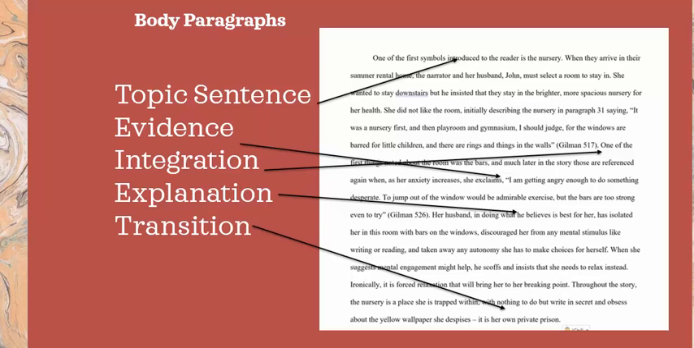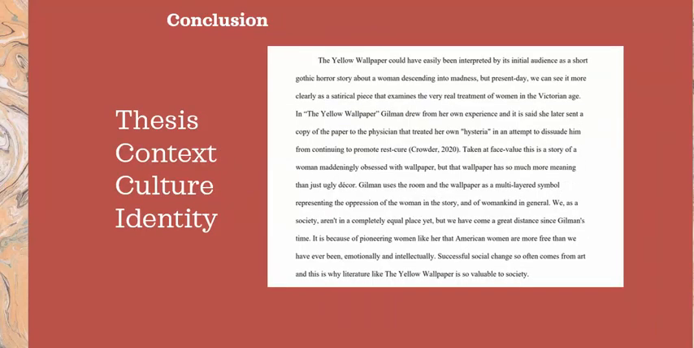And then finally, a transition sentence that says, throughout the story, in the nursery she is placed in, she is trapped with nothing to do but write in secret, obsess about the wallpaper in her own private prison, which leads us to the next paragraph, which would talk about description.